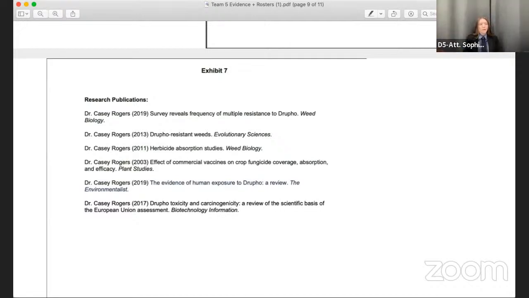Dr. Rogers, in this list of publications, you list several reviews of other research, correct? Correct. Can you tell me, is your study done on Drufo on this list of publications? Yes. Can you tell me which one it is? It looks like it's the 5th one in the list. So that would be Dr. Casey Rogers, The Evidence of Human Exposure to Drufo, a review. Yes, which means it was a review of other people's work. That's correct. So it is not your study.